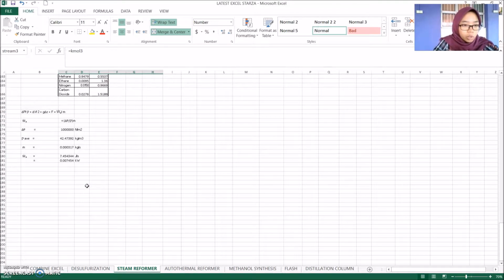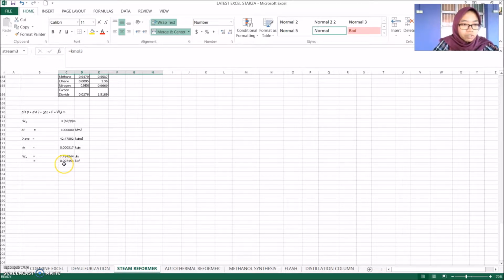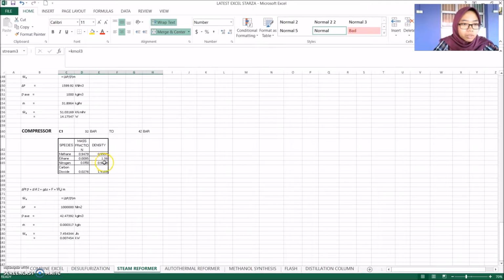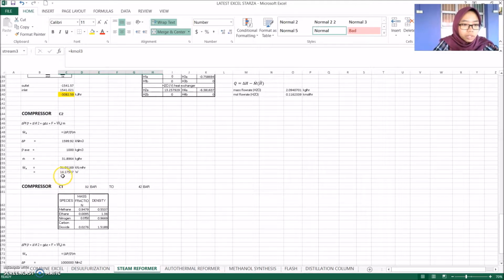Power for the first compressor is 0.007454 kilowatt and power for the second compressor is 14.17547 kilowatt. Typo here.